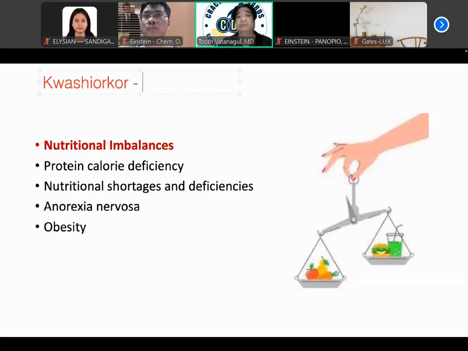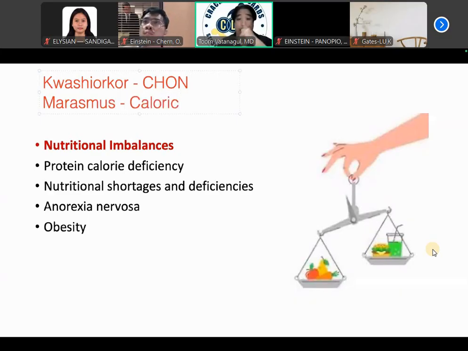Now, question. What is kwashiorkor? Is this protein or is this caloric deficiency? This is protein. What about marasmus? This is predominantly caloric deficiency.